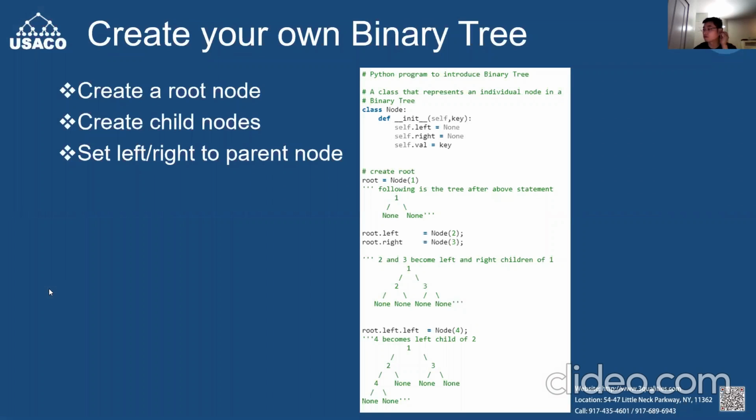So that's it. Quite simple, right? You just need to create a node class, and then you create a new object of the node by giving a value. And then you can create nodes and set them as the left or the right of the node.